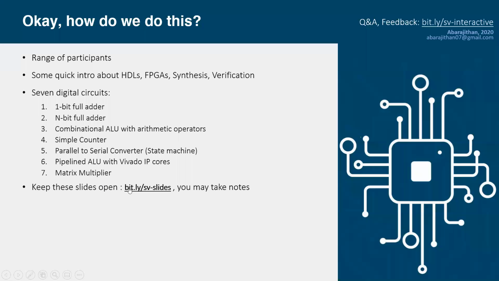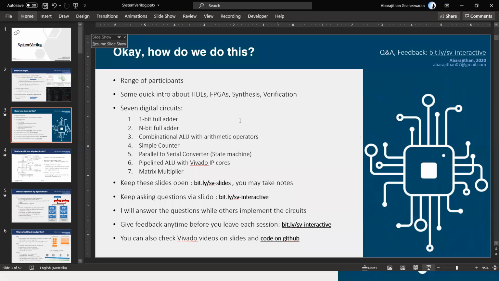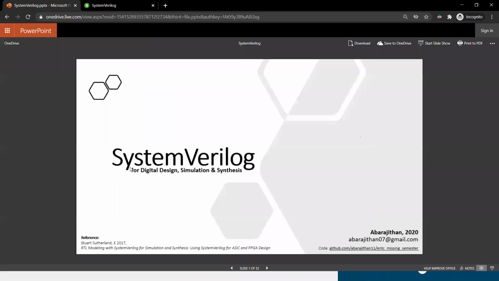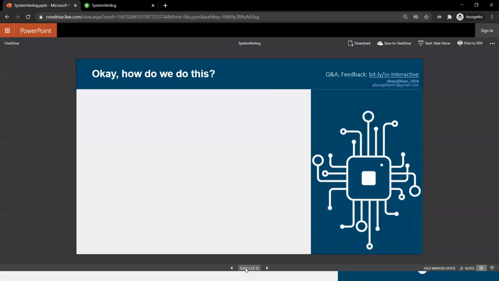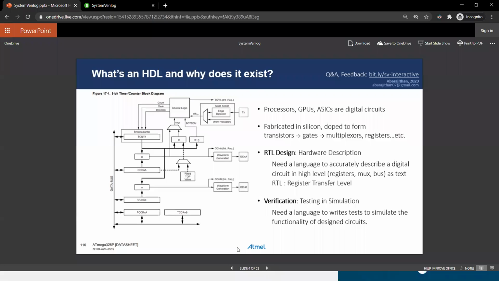So okay, the other thing is keep these slides open, all right? Because sometimes I might move back and forth, so keep the slides open if you are copying down the code. If you go to that particular link, it will look something like this. You don't need PowerPoint; you can open that in a web browser and go through the slides.